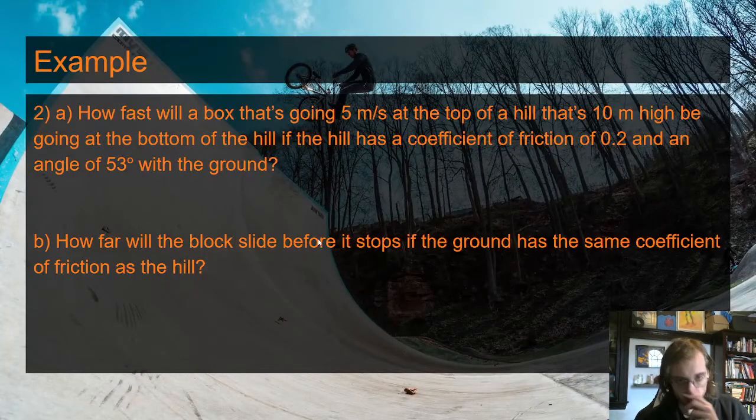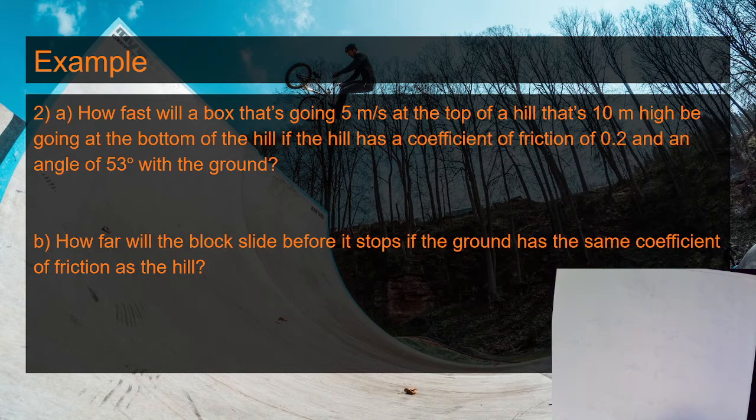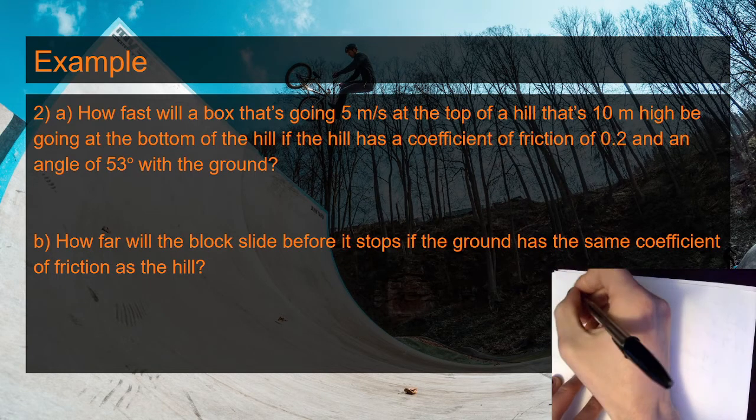Continuing the trend out with a problem that's a little more involved because we're going to have some hills, but conceptually is going to be very similar. How fast would a box that's going 5 meters per second at the top of a hill that's 10 meters high be going at the bottom of the hill if the hill has a coefficient of friction of 0.2 and an angle of 53 degrees with the ground?